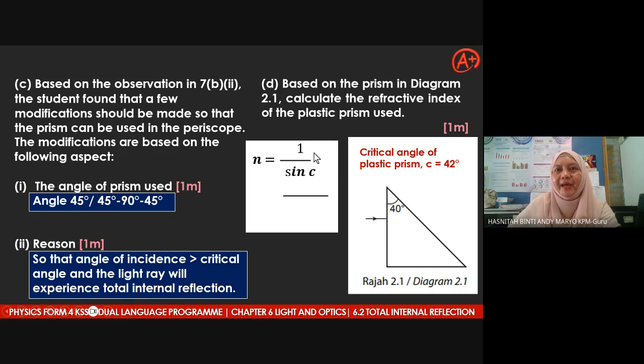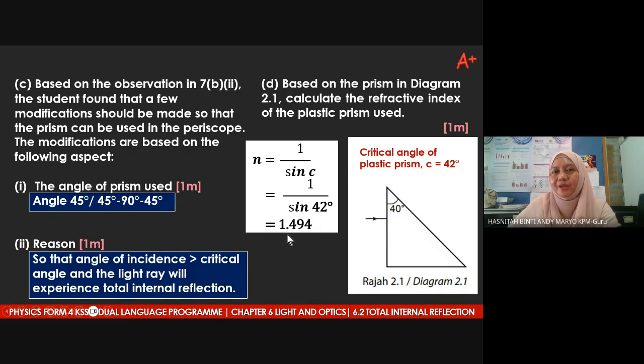Okay, we have to find the refractive index of the plastic prism used. Okay, this is based on diagram 2.1. So what is the refractive index of the prism? So we can use this formula since the critical angle is given, 42. So we can find, and the refractive index is 1.494. Please don't round up to 1.5.